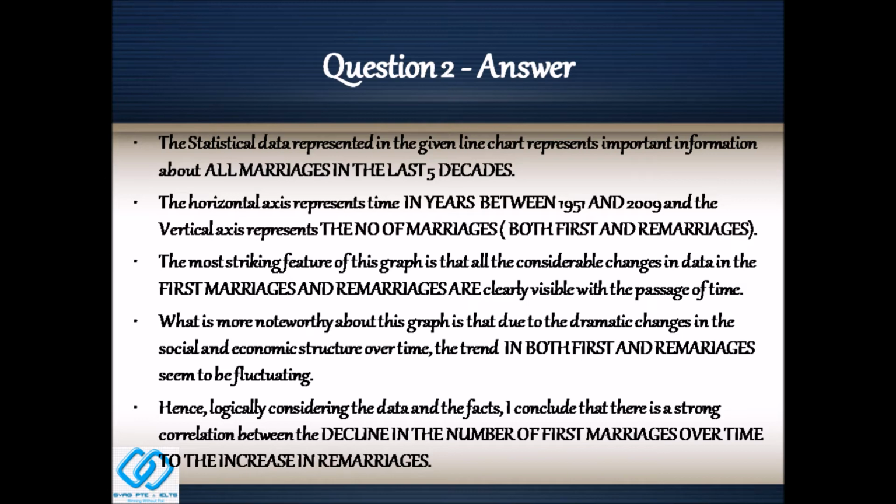What is more noteworthy about this graph is that due to the dramatic changes in the social and economic structure over time, the trend in both first marriage and the remarriages seem to be fluctuating. Hence, logically considering the data and the facts, I conclude that there is a strong correlation between the decline in the number of first marriages over time to the increase in remarriages.